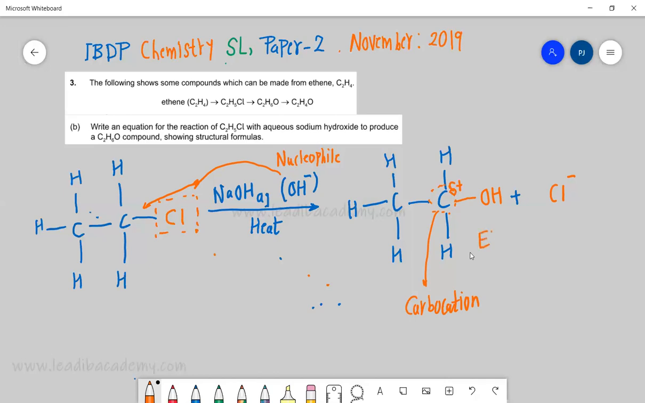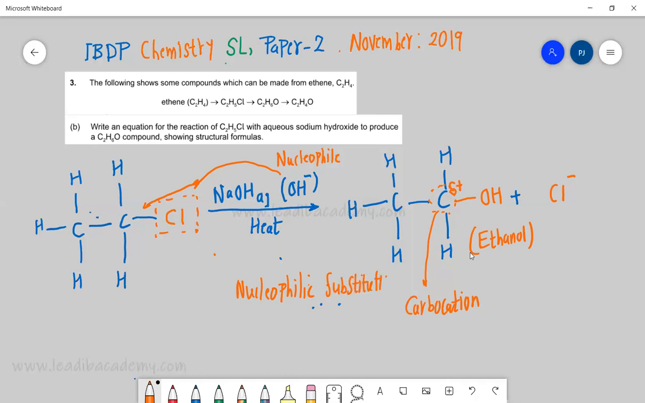This is nothing but ethanol. And for your information, even though it was not asked, you can understand that this is nothing but nucleophilic substitution.